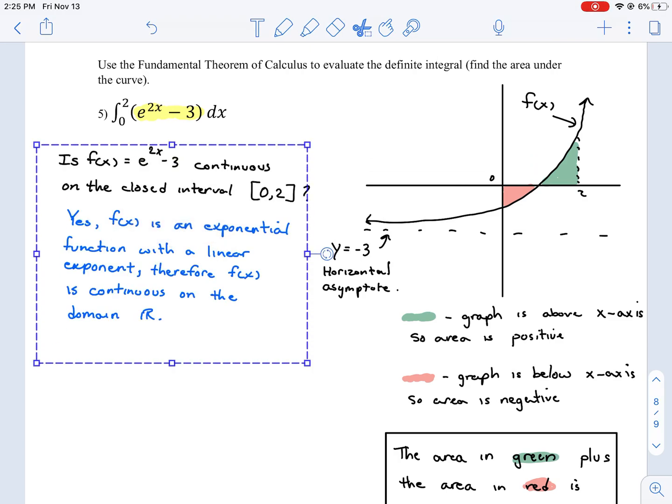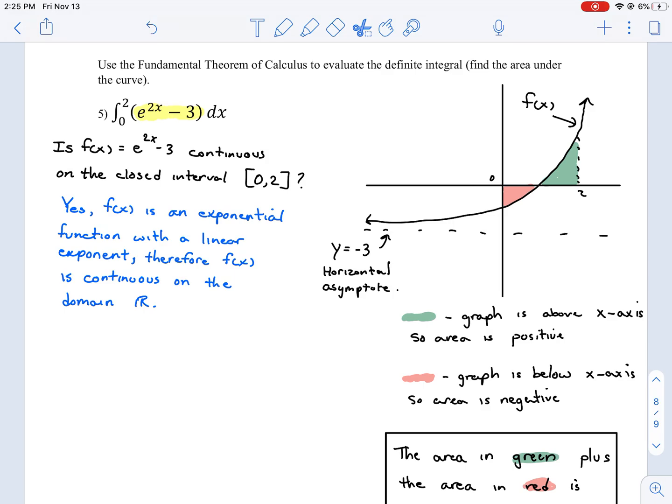And before I can do that, I have to answer the question, is the function continuous on the closed interval 0 to 2? And my answer to that is yes. f of x is an exponential function with a linear exponent. Therefore, f of x is continuous on the entire real number line. And what that means is that there will be no holes, jumps, or gaps in the graph of f of x because you can substitute every real number in for x and get a real number back.